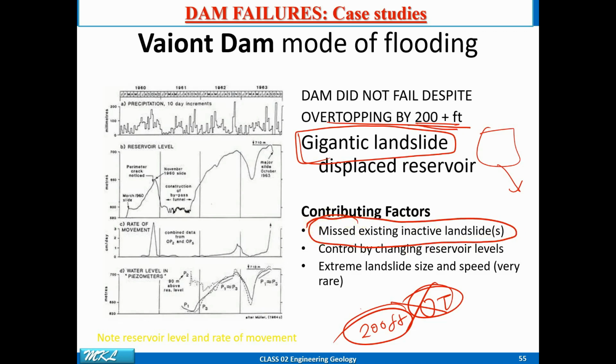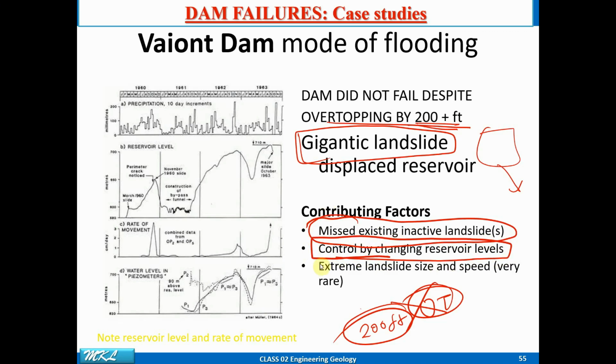What is the safety factor of the surroundings? What is the safety factor of these overlying rocks? They didn't consider it. Next, they didn't control the reservoir levels. The design was not adequate enough to release the surplus water.